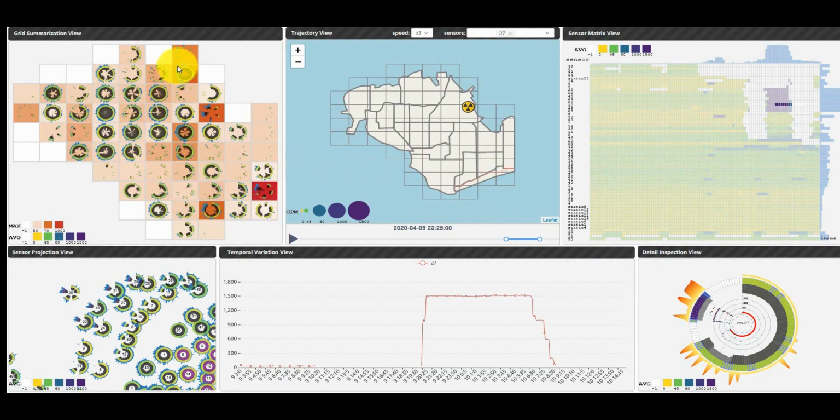In grid summarization view, it can be observed that the southeast half of the island lacks adequate monitoring, especially in the grid where the nuclear plant is located. The monitoring time coverage is less than 30%. Since it is the most important area needed to be monitored, it is necessary to deploy some static sensors in this area.